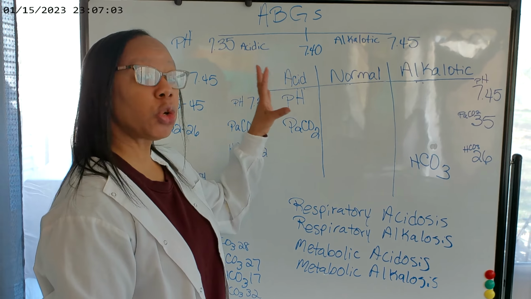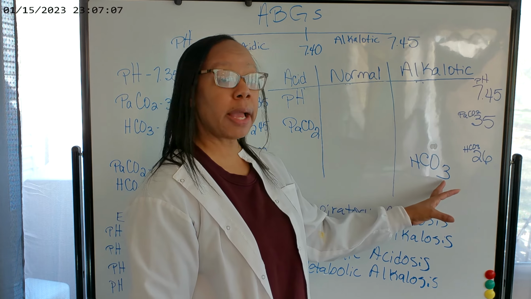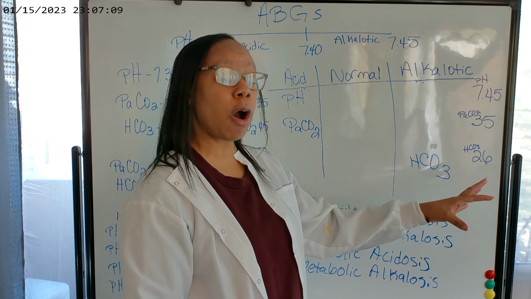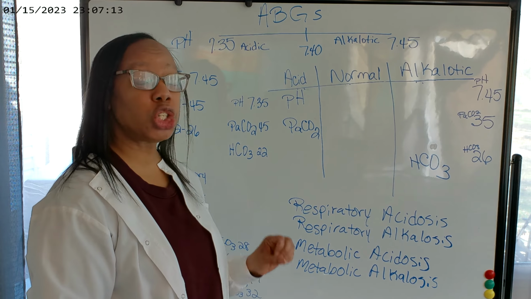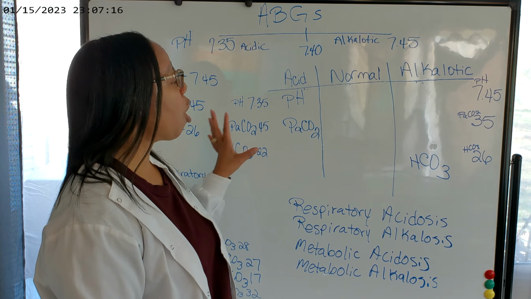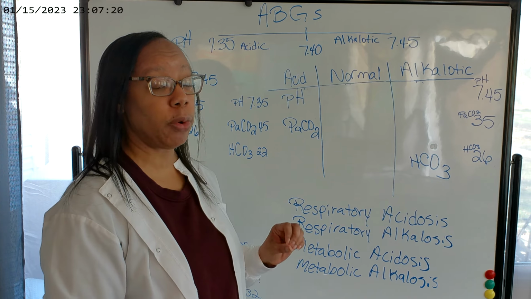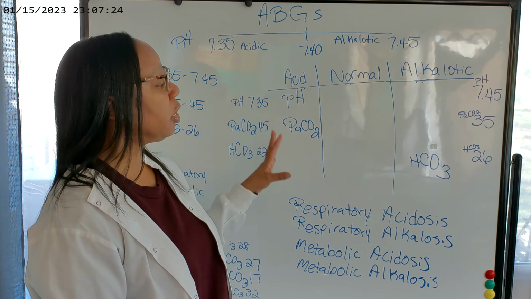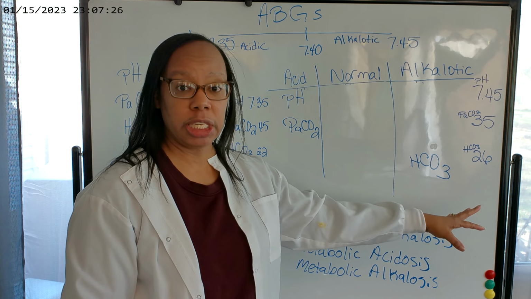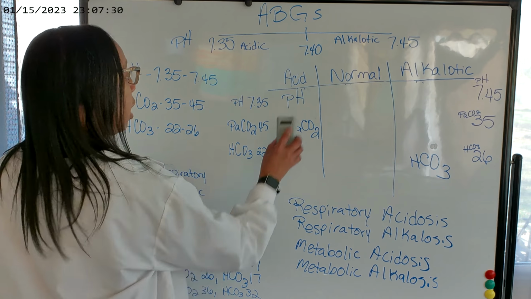So it's respiratory acidosis. However, that bicarbonate is throwing itself off to try to bring things back into normal. So therefore, it's partially compensating. It's partially compensating because that pH has not become normal yet. So again, respiratory acidosis, partially compensating. Okay? Let's take a look at another one here.